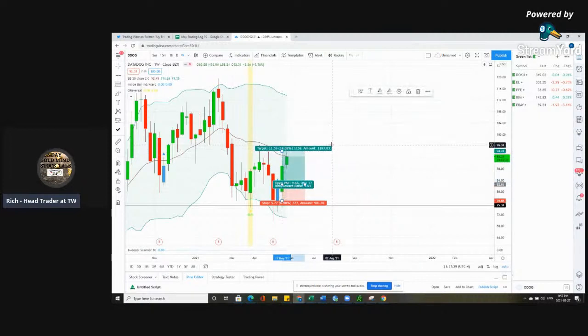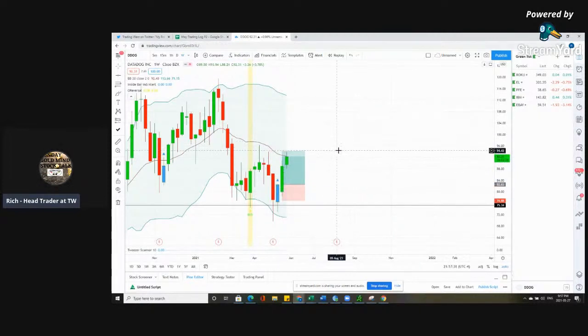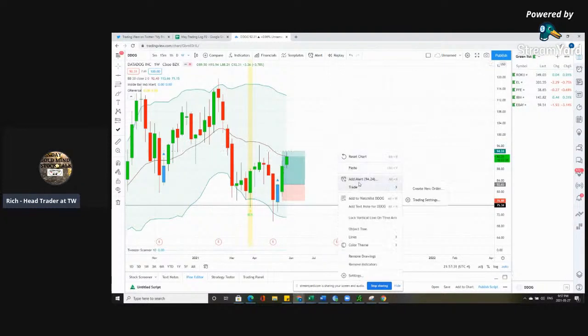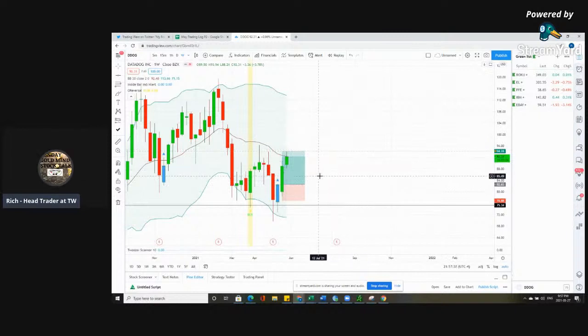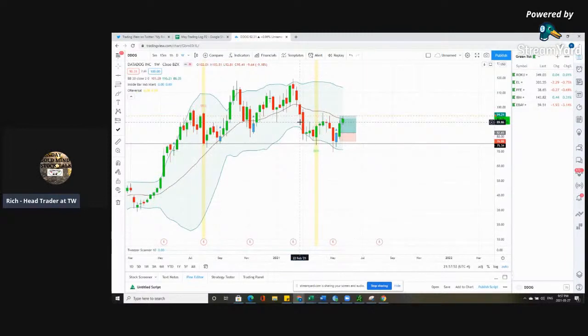Let me put an alert for the room. I'm just going to add that alert. We're very, very close to 2 times. So what I did is when I got to 1.5, which was here, I locked in 70% of the position. And then the rest of it, I'm letting it run. Stop loss is at break even on the rest of the position. Do you guys see how simple that is?